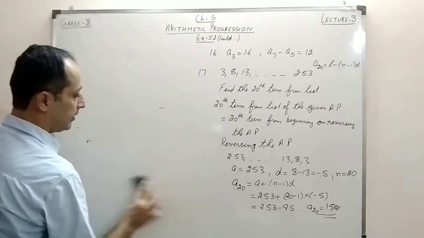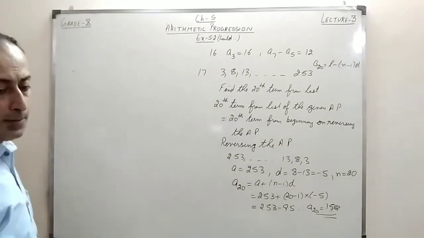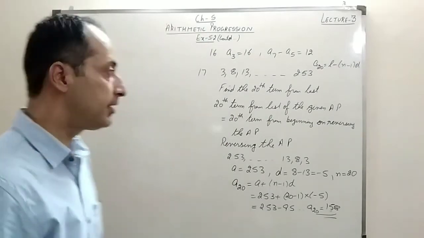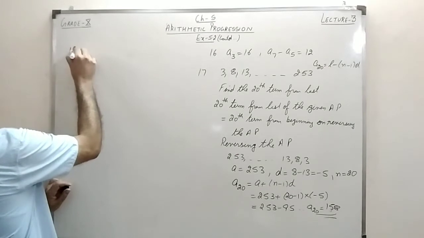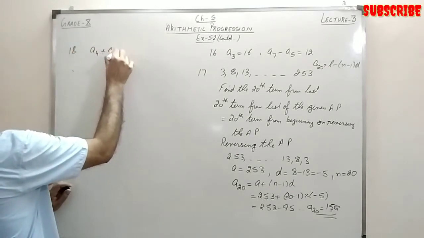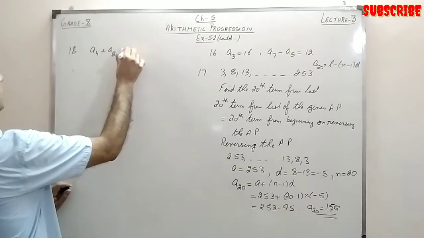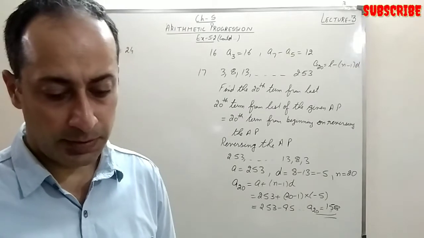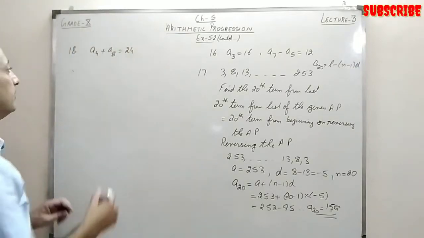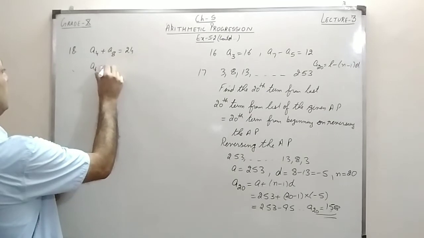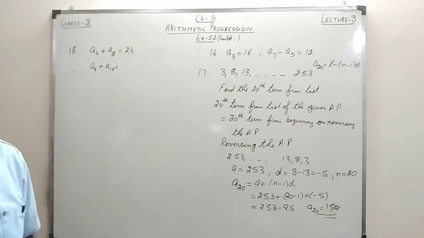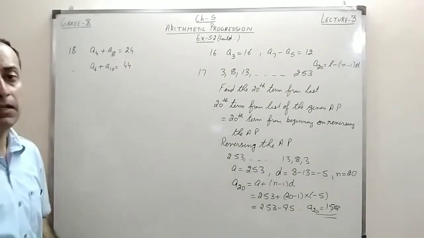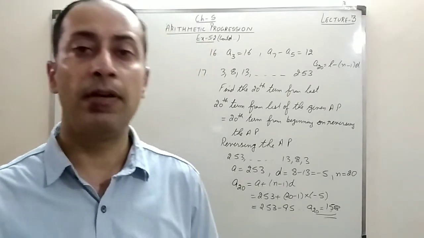Let's go to the 18th question. It's also quite simple. It's given the sum of the 4th and 8th term of an AP is 24. What is given to me? A4 plus A8 is equal to 24. The sum of the 6th and 10th term, A6 plus A10, is given to me as 44. What I have to do? I have to find the first 3 terms of the AP.